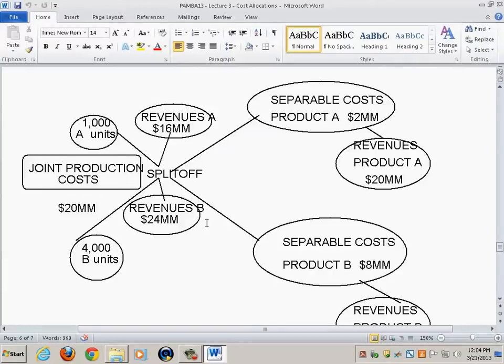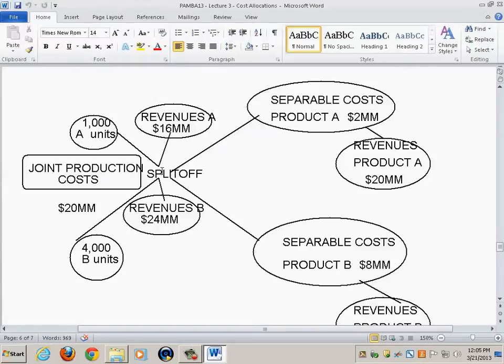Then we have a split-off point, and at the split-off point, two products are split off the joint production, product A and product B. And in terms of physical number of units, 1,000 units of A are split off and 4,000 units of B are split off. Now at split-off, you can estimate what will be the revenues generated if you sell the products as they're split off. Now, admittedly, when the products are split off, they're not finished products because you have to do further work on them to finish them. So they're intermediate products. They're products in process. But you can sell intermediate products and have some other company finish it off, right?